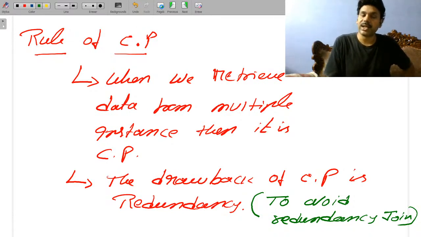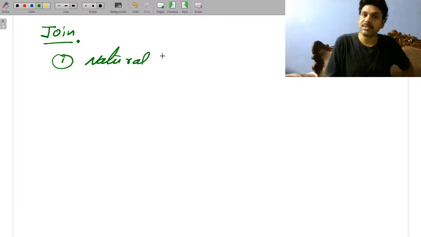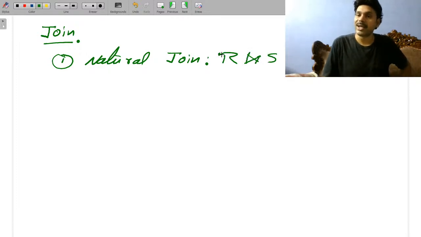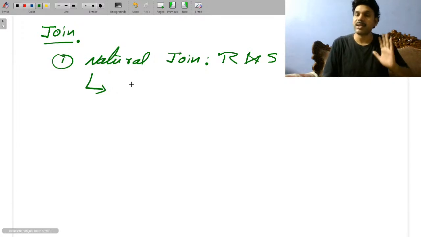So in order to avoid the duplicity coming from your Cartesian product, we start with the concept of join. The first variety of join is called natural join. This is a very, very important natural join concept. The representation of natural join is like this. What is the meaning of that? There are a few important rules with natural join. First let me explain elaborately, then I will provide you shortcuts. First let me explain what a natural join is.